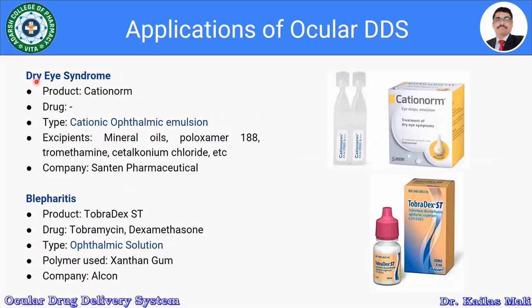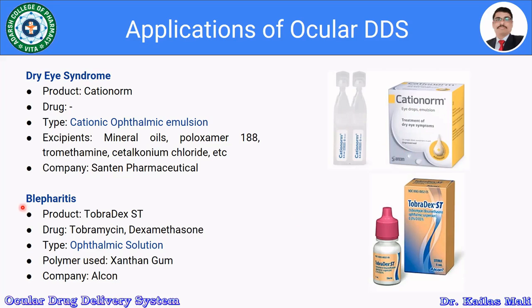Then for dry eye syndrome, the product Cationorm is available. Actually, it's a cationic ophthalmic emulsion, and here excipients like mineral oil, poloxamer 188, tromethamine, and cetalkonium chloride are used to prepare the Cationorm, and it is developed by Santen Pharmaceuticals.